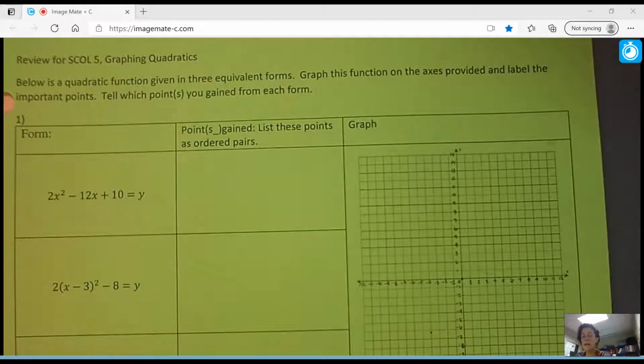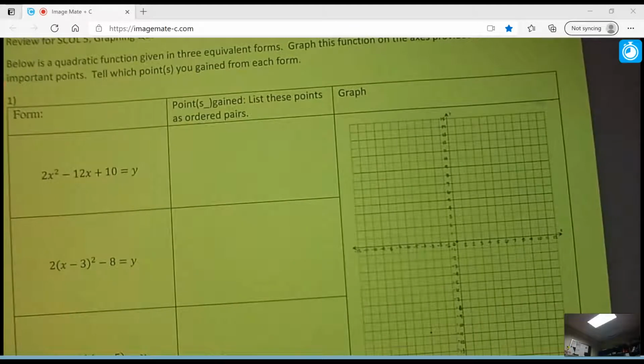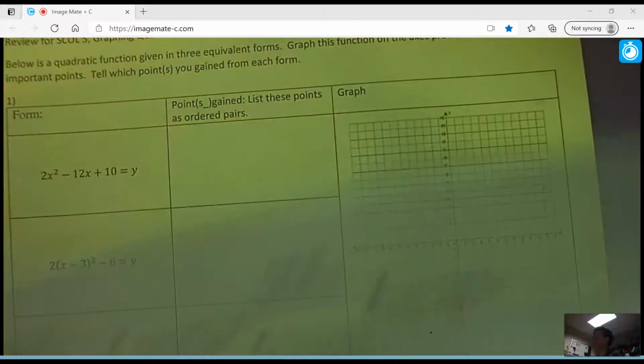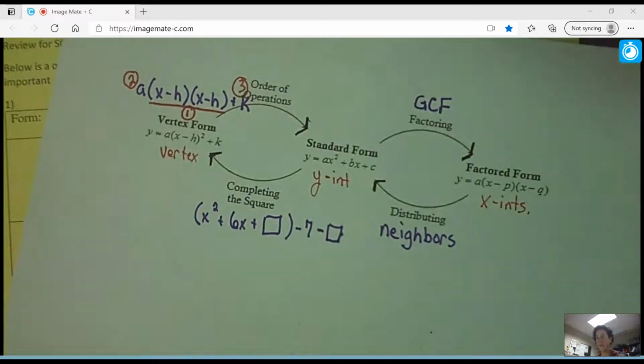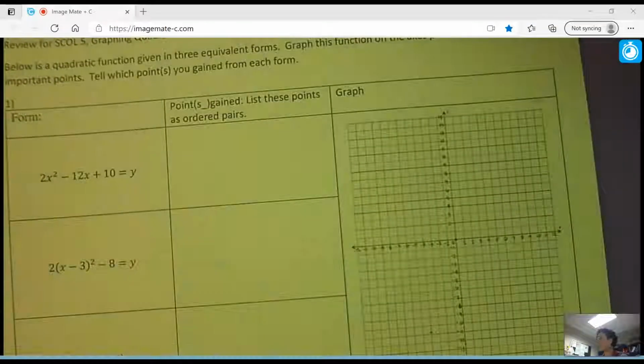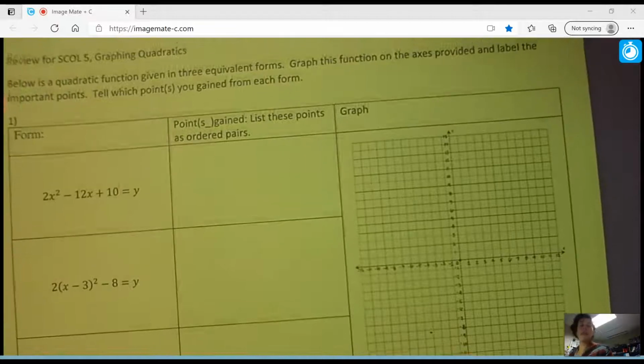All right, and to make this easier to follow, I'm going to be using my map, which I need to find. And I've made a few little comments on there just to trigger your memory. And so let's go ahead and get started.